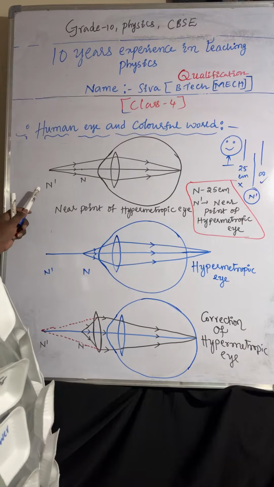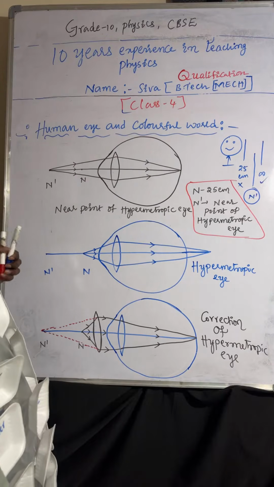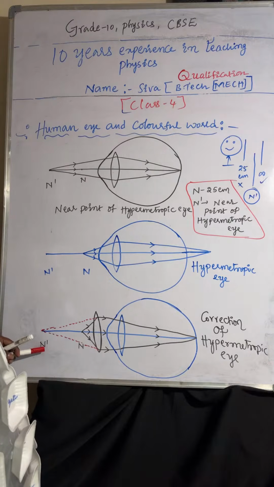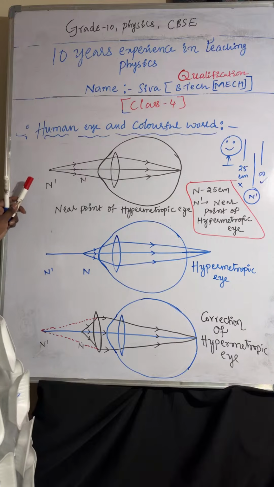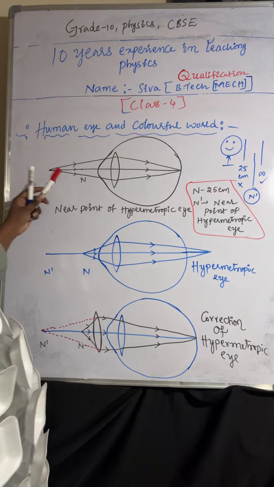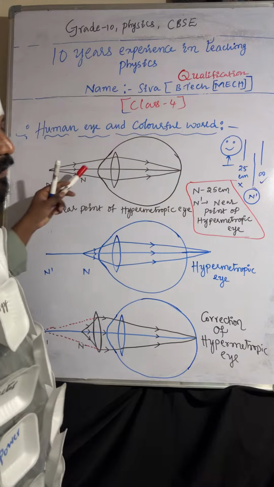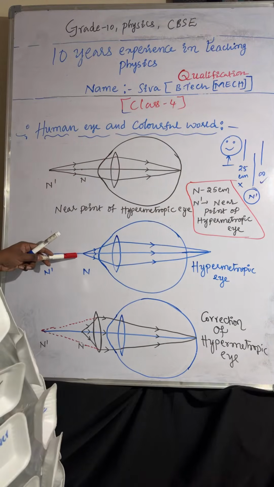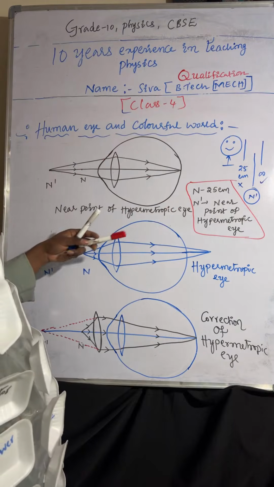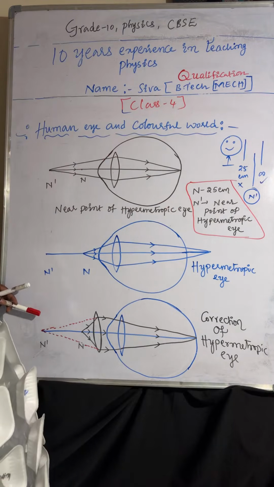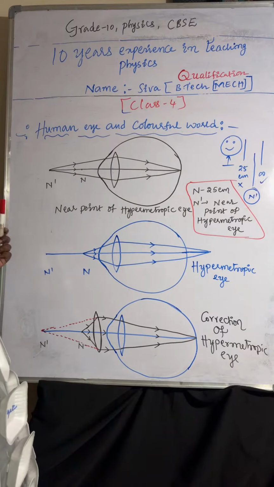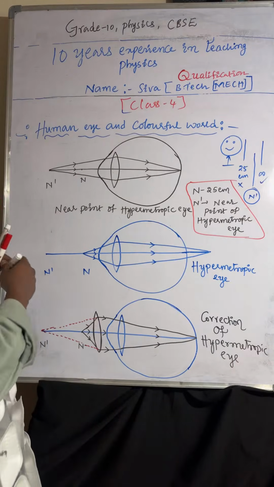First, near point of hypermetropic eye. So this is the hypermetropic eye, and coming to this one, correction of hypermetropic eye. Here light rays are coming from N dash, that's the near point of hypermetropic eye, and coming to here, light rays are coming from M. The light rays will meet beyond the retina, and here you can observe light rays are meeting at the retina by using a convex lens. So hypermetropia, convex lens.